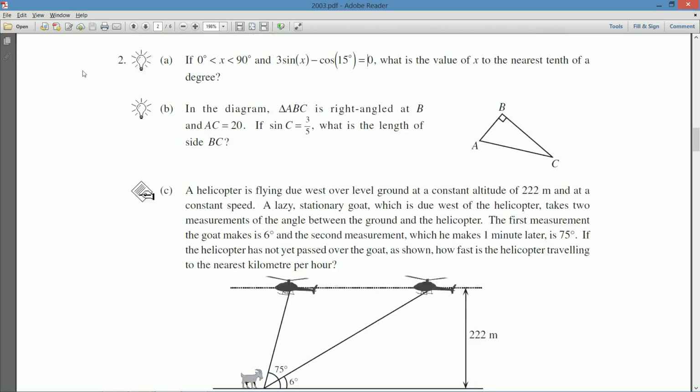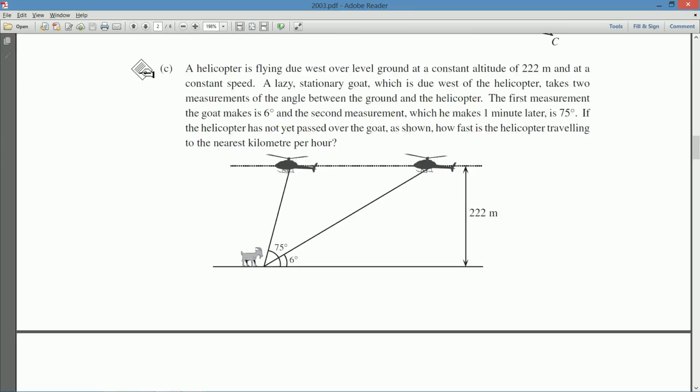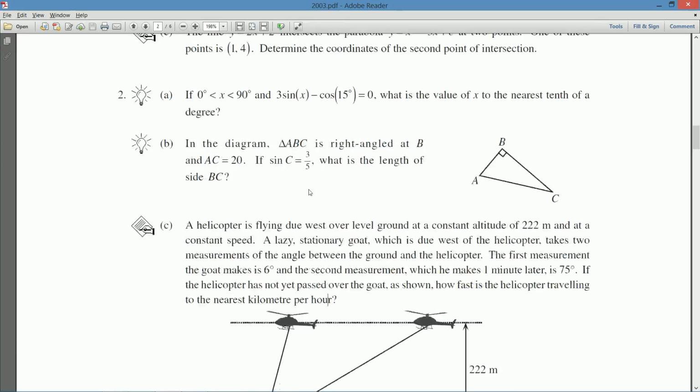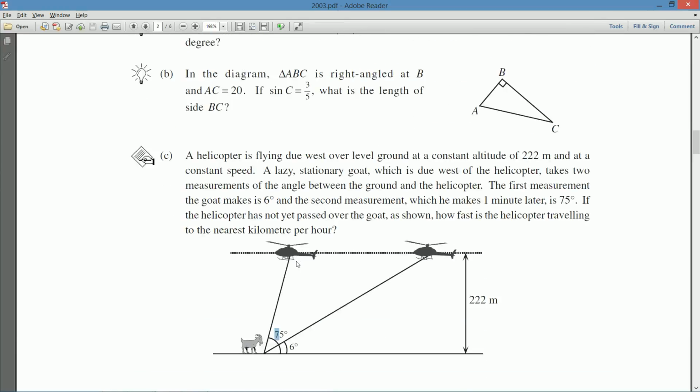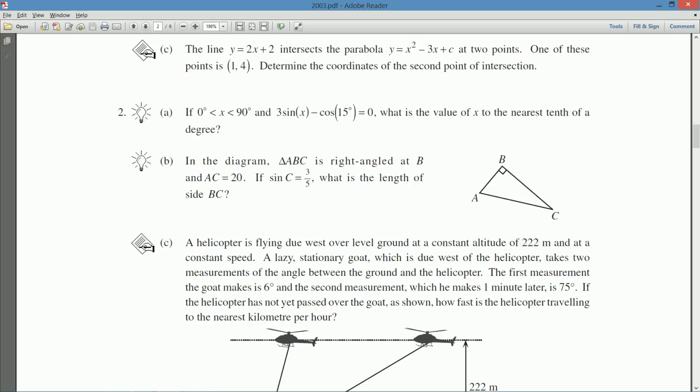Alright, question 2b, that's another light bulb, and so maybe it'll be another quick calculator question, who knows. In the diagram, triangle ABC is right angled at B, just as they have shown, and AC is 20. If sine C, okay, we're talking a lot about sine and cos, I'm going to expect to have to do some trig as well. In fact, I can even see some angles down here. Anyway, if sine C is 3/5, what is the length of BC?